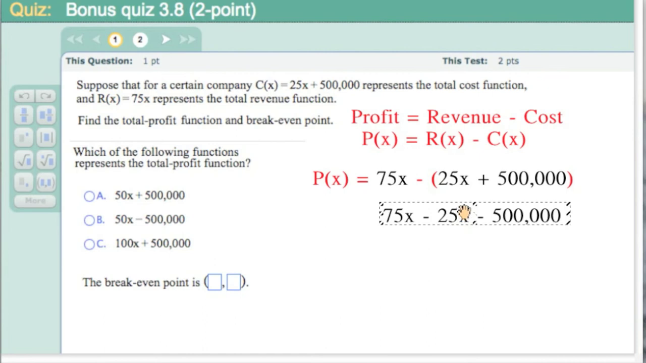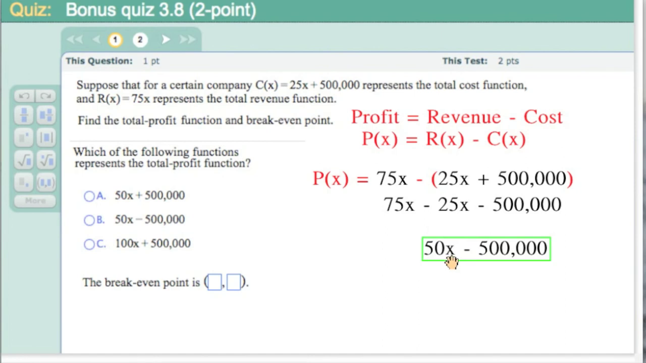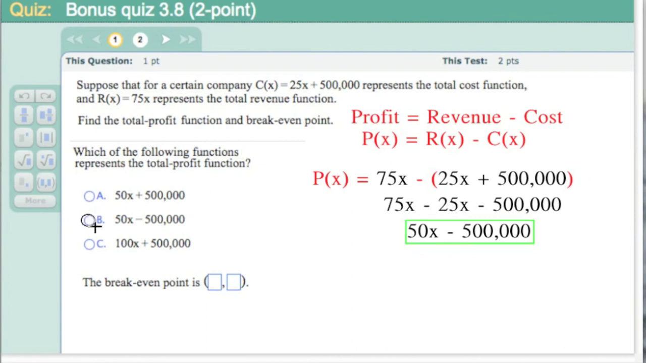P of x, the profit function, is this. Notice that the plus 500,000 now becomes a minus 500,000. And we have like terms here. We are driving for simplest form, so we combine them. And there is our profit function. And that is indeed represented over here as answer B. But check out answer A. It's very similar, except for the sign here.